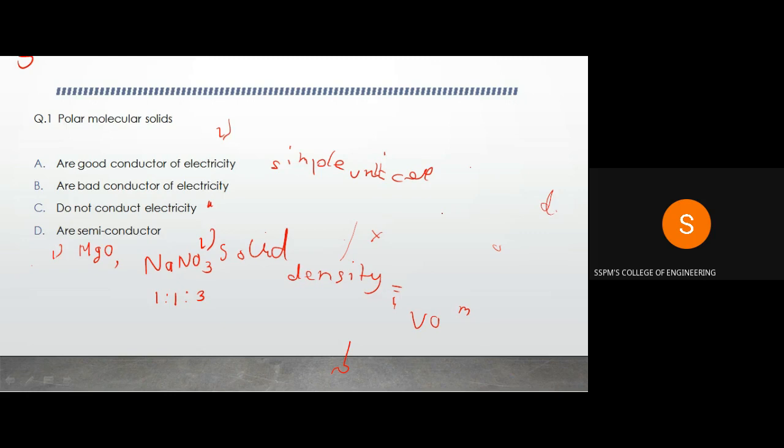Crystal structure diagram, axial distance, angle, unit cell are asked in MHT-CET questions. So how to remember that system structure? One trick is there. First is cubic, rhombohedral, tetragonal, hexagonal, orthorhombic, monoclinic and triclinic. Okay, how to remember that? The 7 points. So one sentence I made: Q rahe tina hina aur mona triclinic. Q means cubic, rahe rhombohedral, tina tetragonal, hina hexagonal, aur mona orthorhombic, monoclinic, triclinic.